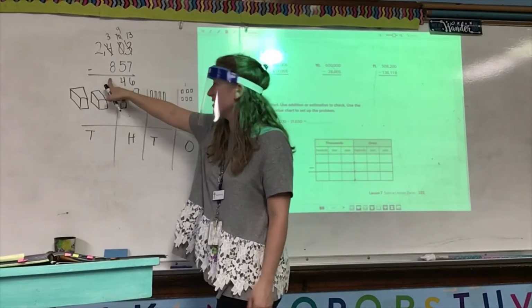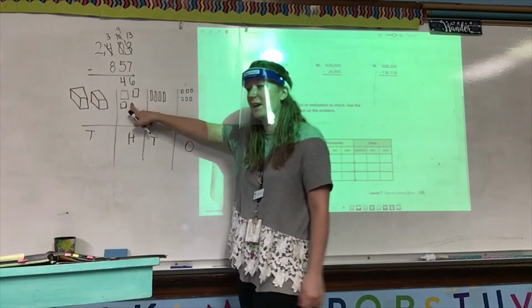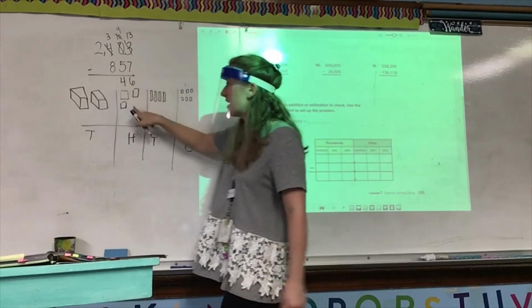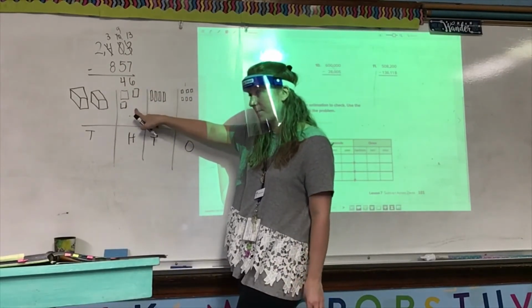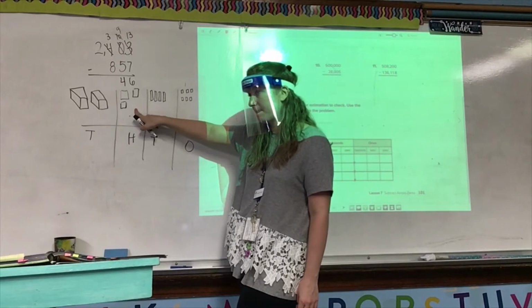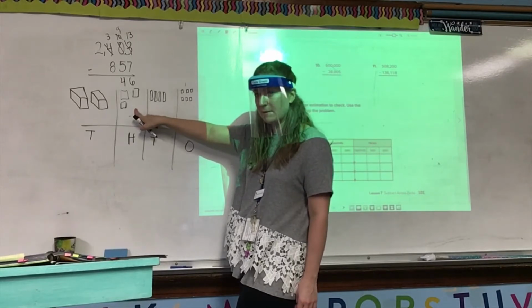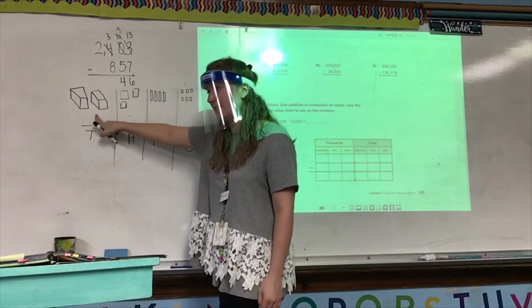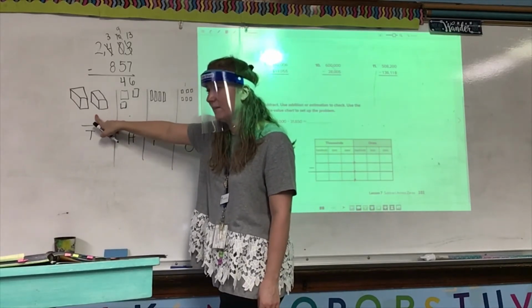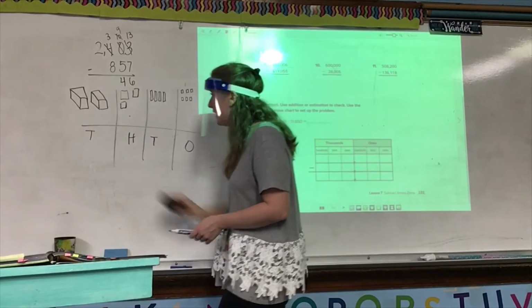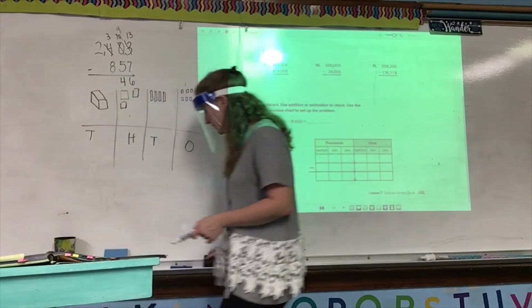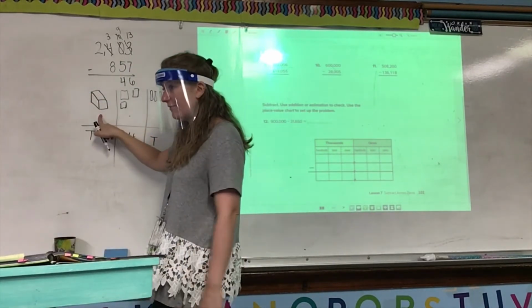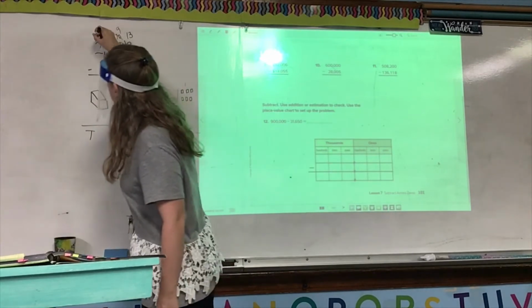Now I move to the hundreds place. I have 3 hundreds flats, but I need to take away 8. Can I do that? Loudly, Kingston. No, I can't. So that means I need to move to the thousands place. Do I have something to regroup here? Yes, I'm going to take 1 thousands cube. So how many thousands cubes do I have left, Kingston? 1.